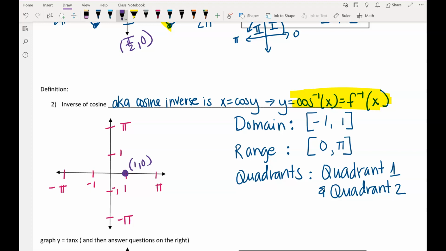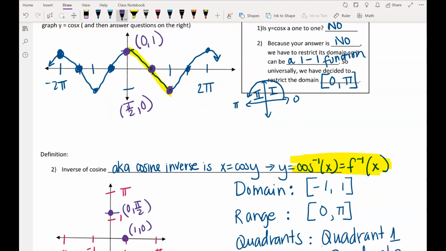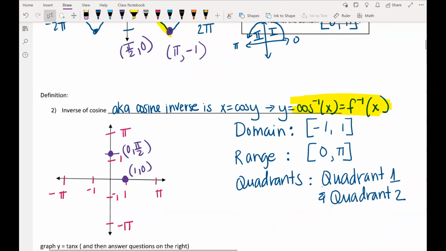Would you guys agree that pi over 2 is right smack center? Okay. So that's going to be our 0, comma, pi over 2. And then the last original dot is here. What do we label this? Pi, comma, negative 1. So when we plot our inverse, we would plot how? Negative 1 up pi, okay?